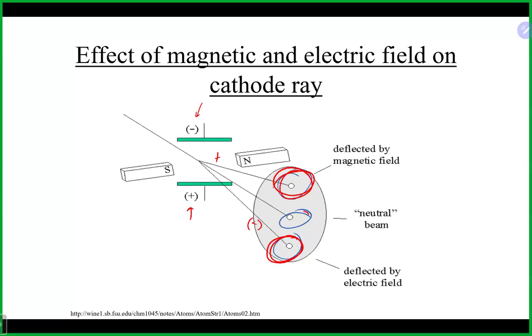And if you shot one and it just went straight through, really unaffected by the electrical field or magnetic field, you probably know that it doesn't have any type of charge associated with it. Otherwise, it would go up or down depending on its charge.